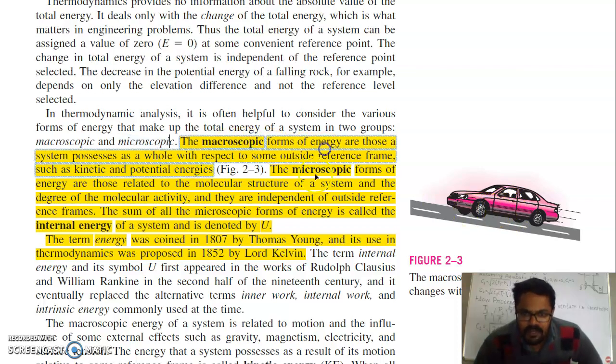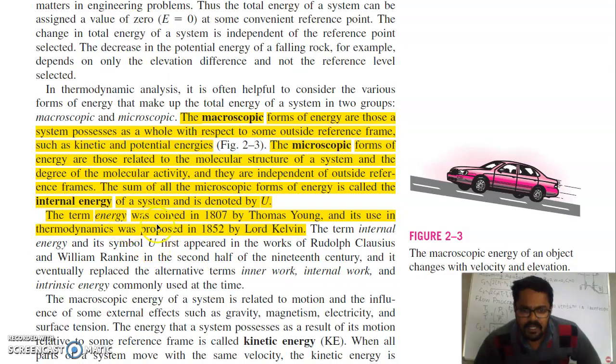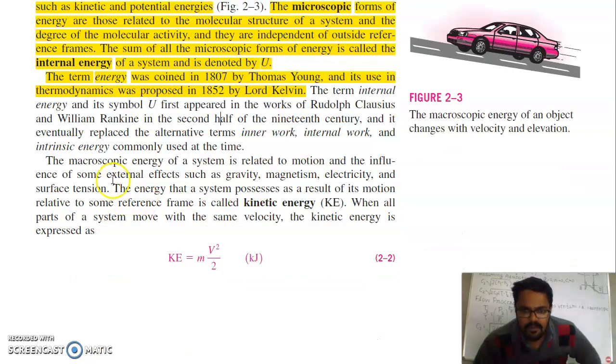The macroscopic forms of energy are those a system possesses as a whole with respect to some outside reference frame, such as kinetic and potential energy. The microscopic forms of energy are those related to the molecular structure of the system and the degree of molecular activity, and they are independent of the outside reference frame. The sum of the microscopic forms of energy is called internal energy. The term energy was coined in 1807 by Thomas Young, and its use in thermodynamics was proposed in 1852 by Lord Kelvin. The macroscopic energy we can see as kinetic energy, which is equal to half mv squared.